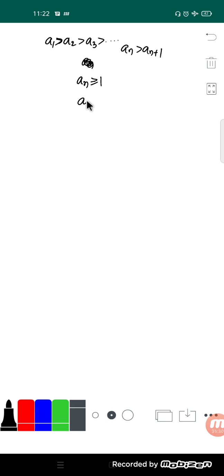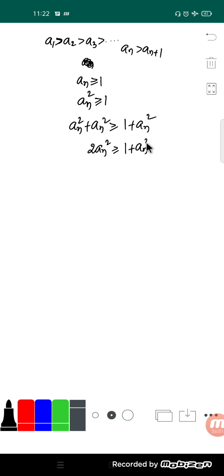So we can have an square, which is also greater than or equal to 1. If you add an square to this inequality, 1 plus an square, it becomes 2an square, which is greater than or equal to 1 plus an square.